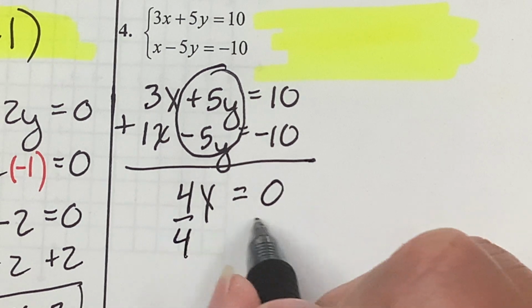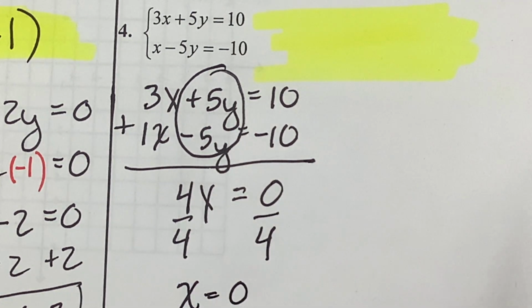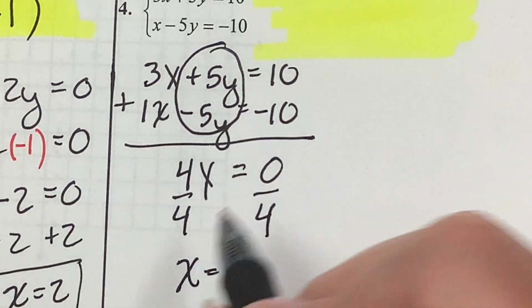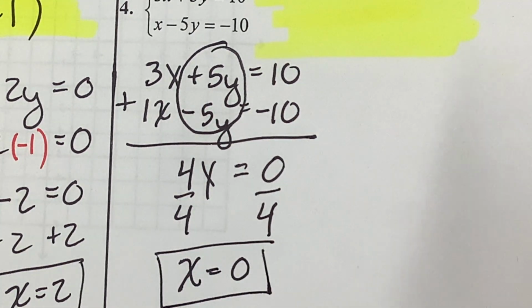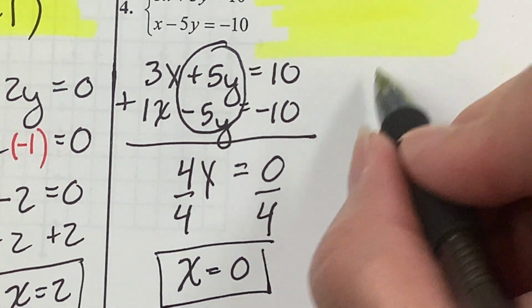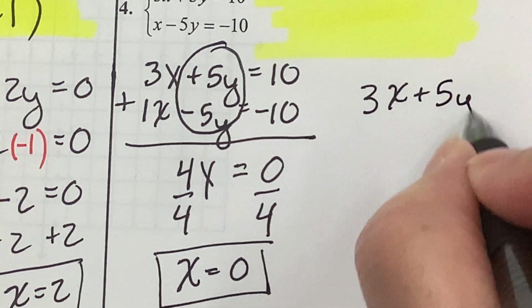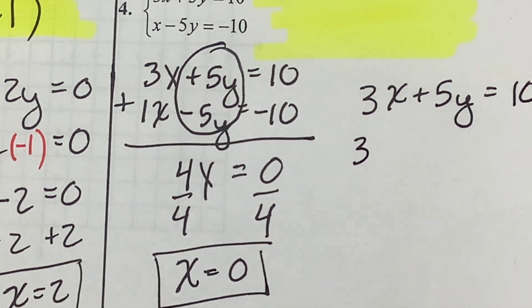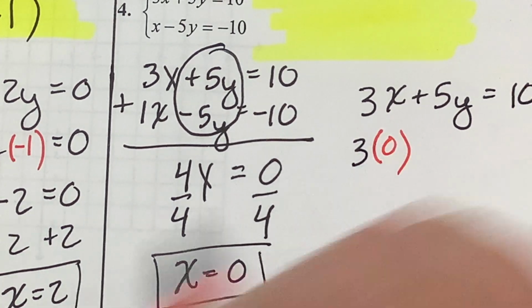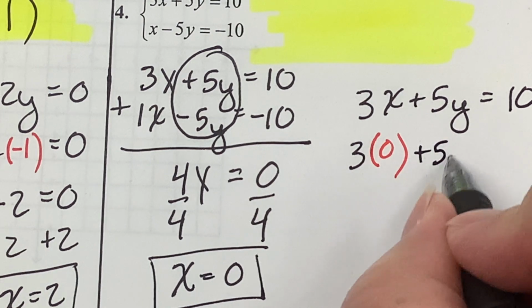Divide by 4, divide by 4, you get x equals 0. That can happen sometimes, you've got to be careful. So now I'm going to put that back up into one of the equations. So I'll put it in the first one. 3x plus 5y equals 10. 3 times 0 plus 5y equals 10.